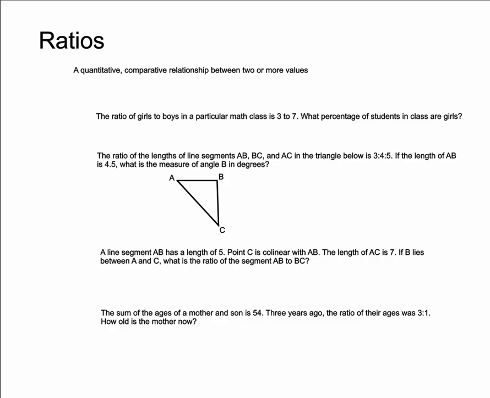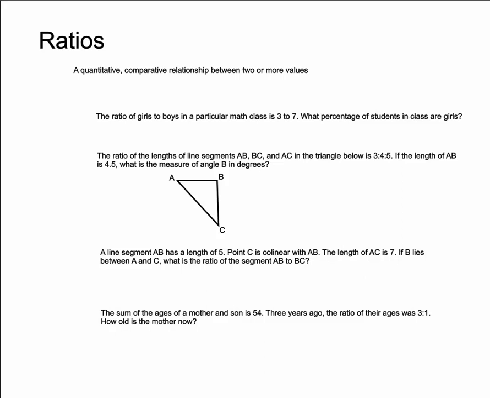A lot of the times what makes ratios confusing is that people try to think of them as percents. They are not percents. So to explain this further, let's actually bring the concept of ratios to life through some word problems. The ratio of girls to boys in a particular math class is 3 to 7. What percentage of students in class are girls?